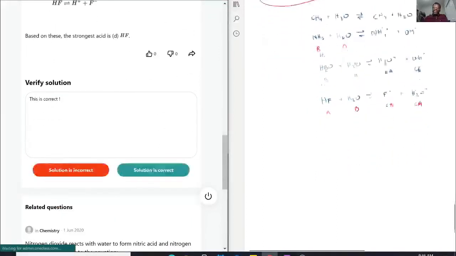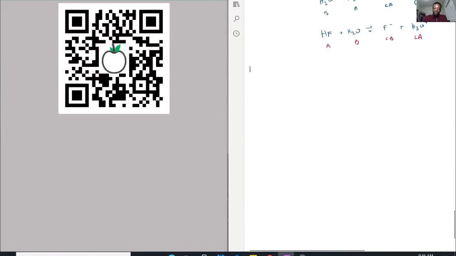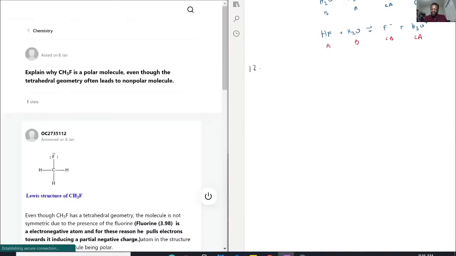So let's move on to the next question, question number 12. We have: explain why CH3F is a polar molecule, even though the tetrahedral geometry often leads to nonpolar molecules. So for this we have CH3F, polar question mark, and we have to explain why. First, let's just draw out its Lewis structure. Carbon will be in the middle, and then we have 3 hydrogens and 1 fluorine.